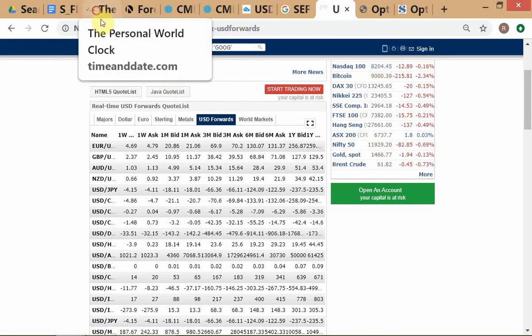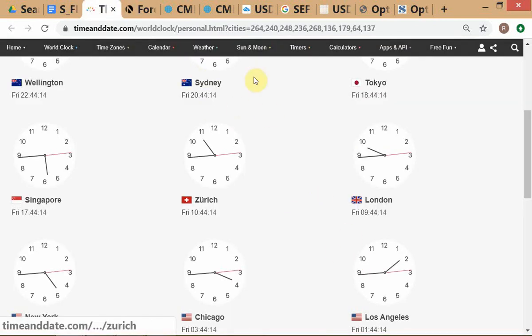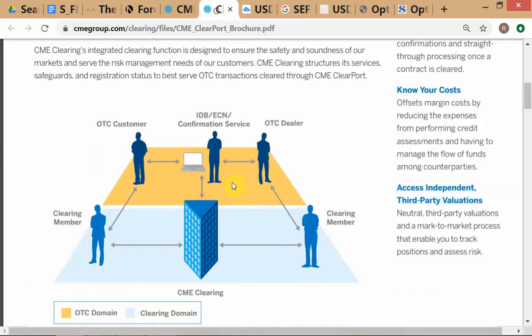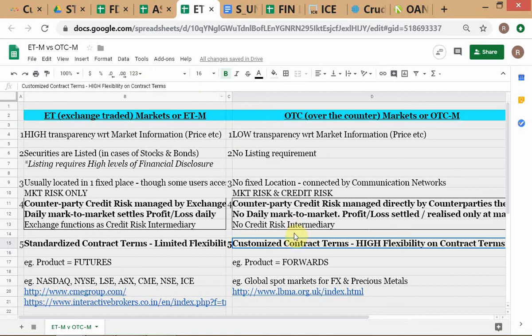Because you could technically say, why should anybody trade like this anyway? Why should I take the credit risk? Why should I not just trade on an exchange and not have to deal with the credit risk? Why should I even bother to trade like this? You could say that. Well, the main reason you bother to do that is this: customized contract terms, which has a great value in business. Is this clear? Yes. All right.